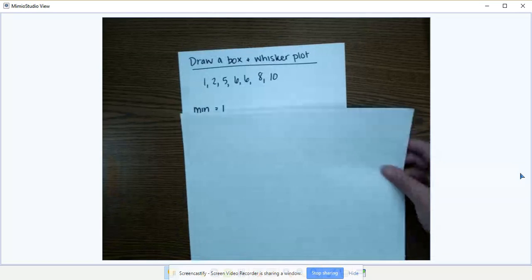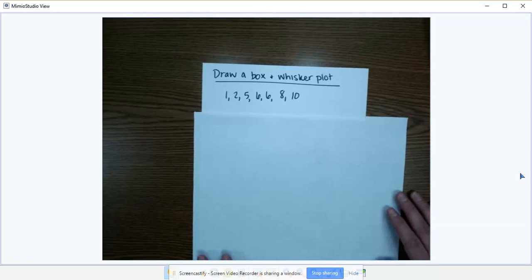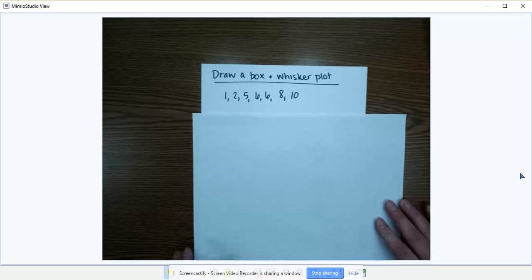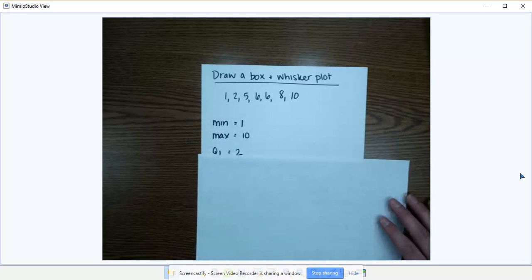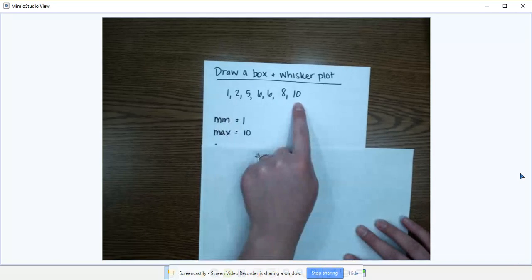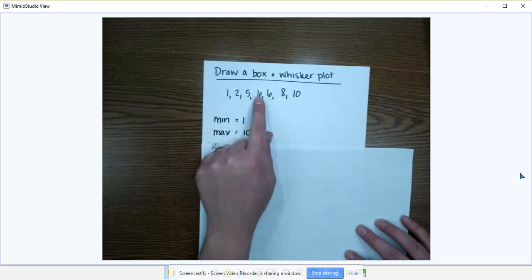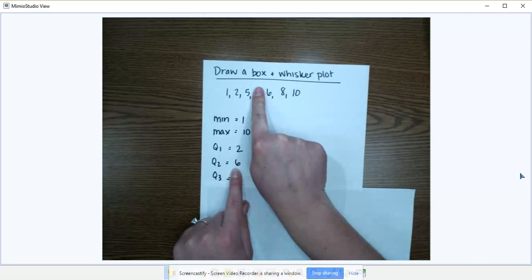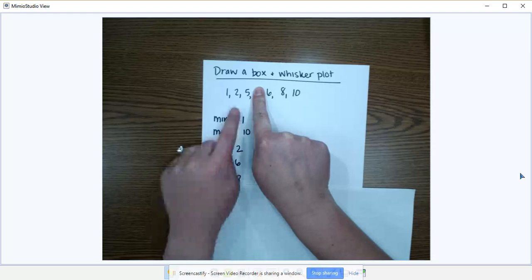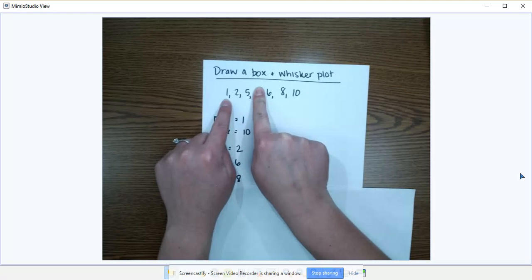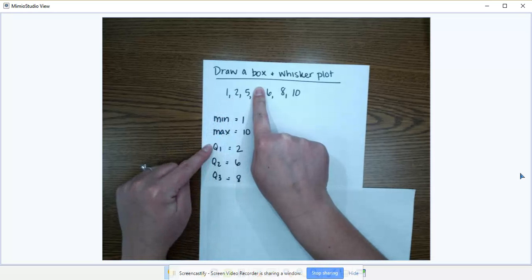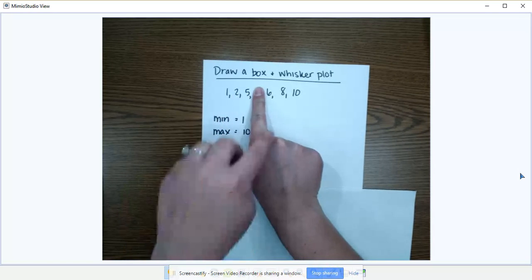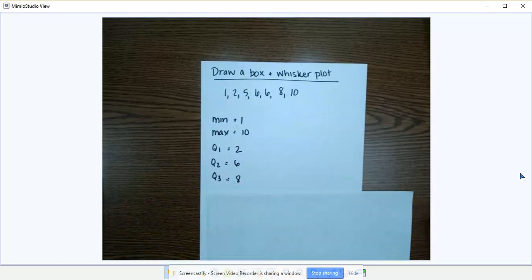So I have an example. Here's just a small number of data values. Obviously, our minimum is 1 and our max is 10. I lined them up already, and we see that our median is 6. So our Q2, or our second quartile, is 6. We ignore that median, that Q2, and then find the median of that lower half of the data. So our median of the lower half would be 2. So Q1 is 2. And then to find Q3, the median of the upper half, which would be 8.